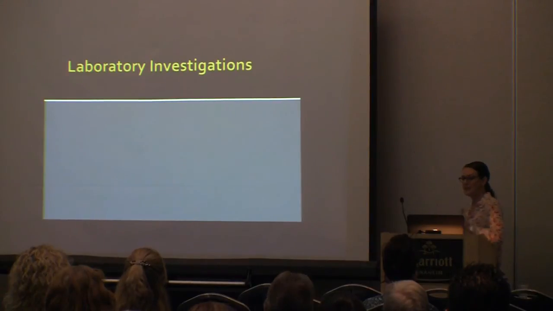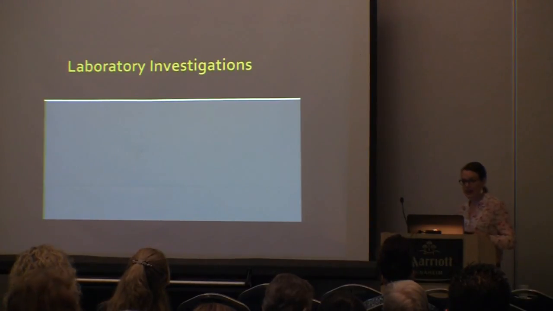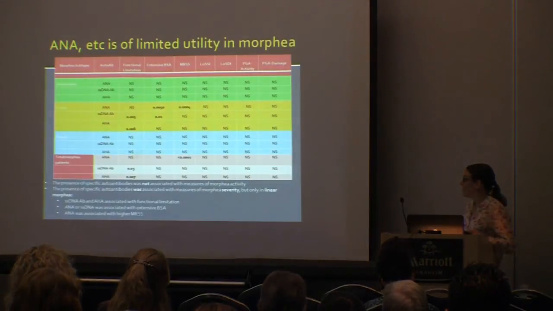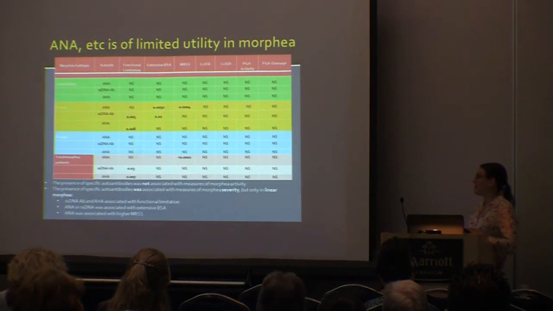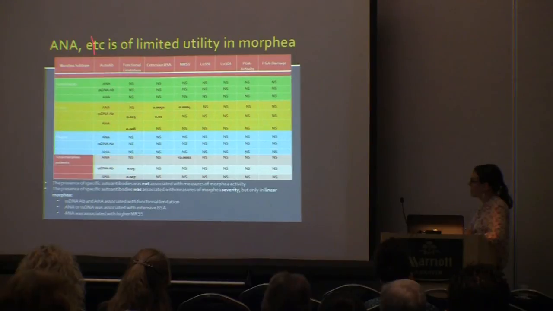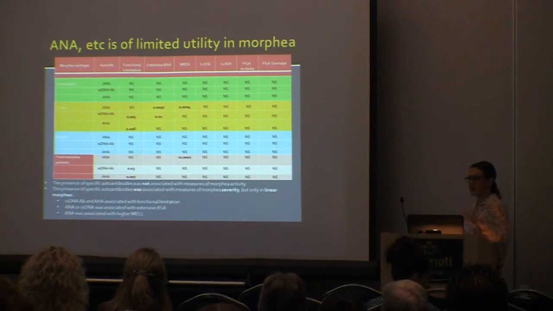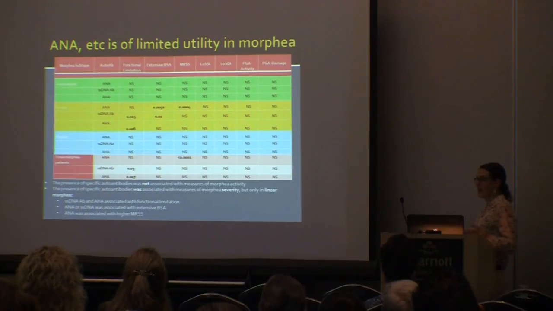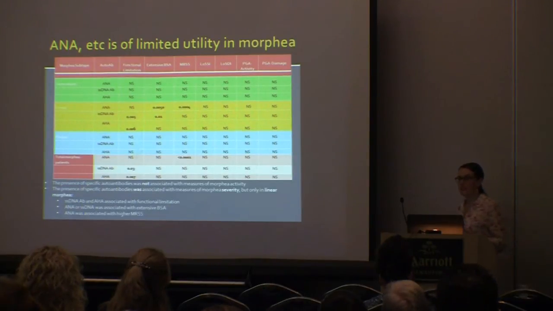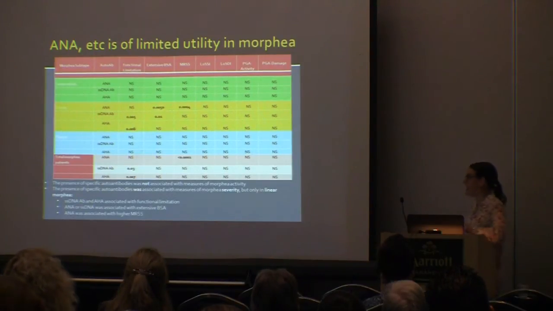So labs, this is the big thing, because a lot of people order labs when they see patients with morphea. But unfortunately, labs are not really very useful in morphea. And this is our own study that was published in the Archives of Dermatology. We looked at a number of things, including anti-nuclear antibodies, double-stranded DNA, single-stranded DNA antibodies, and anti-histone antibodies, which have been reported by others in the literature as being important indicators of people who might have more severe morphea or people who have active morphea.